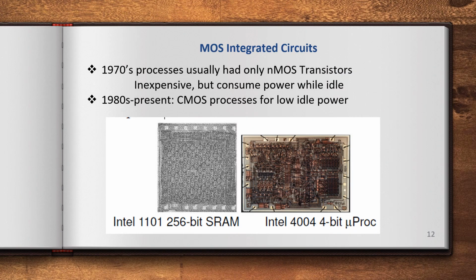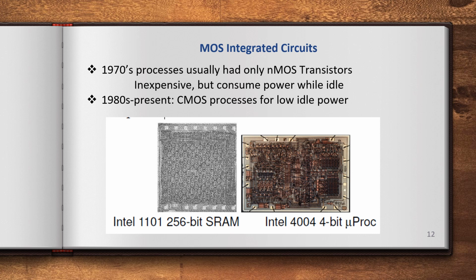Before the 70s, all circuits were implemented with PMOS transistors. This PMOS technology suffered from lower speed and leakage currents. In the 70s, all circuits were implemented using NMOS transistors. This NMOS technology is inexpensive and faster, but consumes power in the idle state. From the 1980s to the present, we are using CMOS processes, which are a combination of both PMOS and NMOS technology, for ideal low power and area.